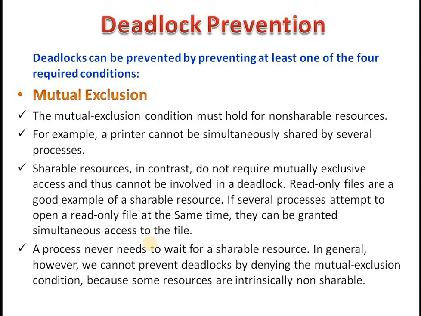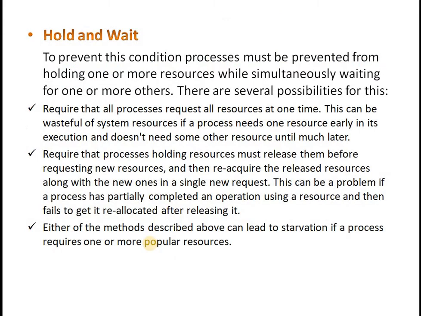In short, if the resources in the system can be shared by multiple processes, we can prevent the deadlock. Next condition is the hold and wait condition. To prevent this condition, processes must be prevented from holding one or more resources while simultaneously waiting for one or more others. There are several possibilities for this.